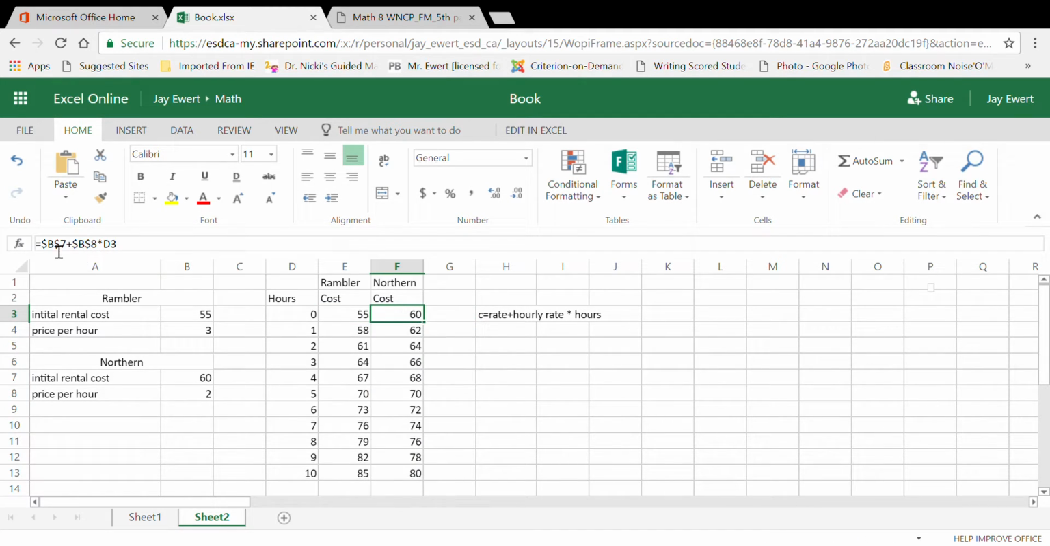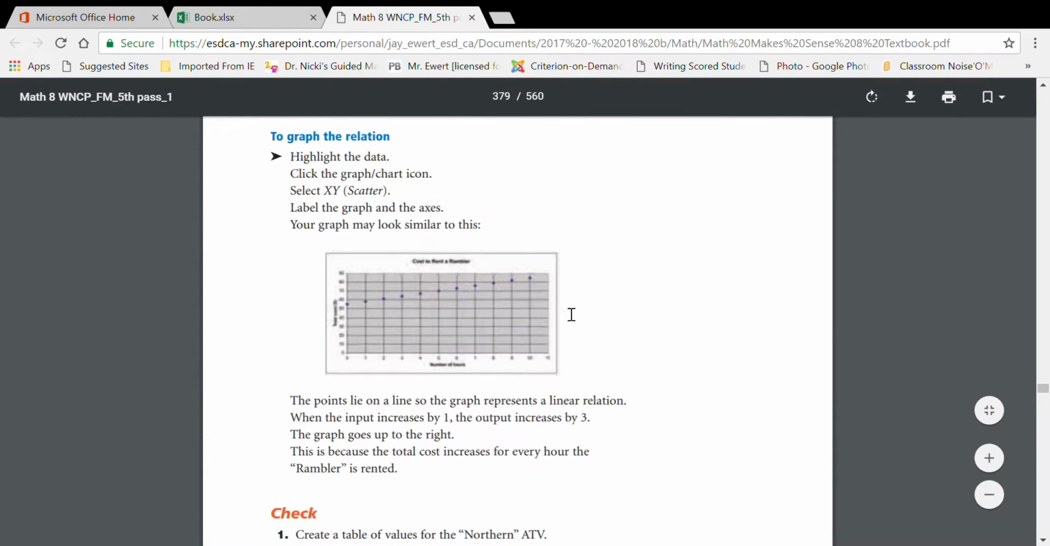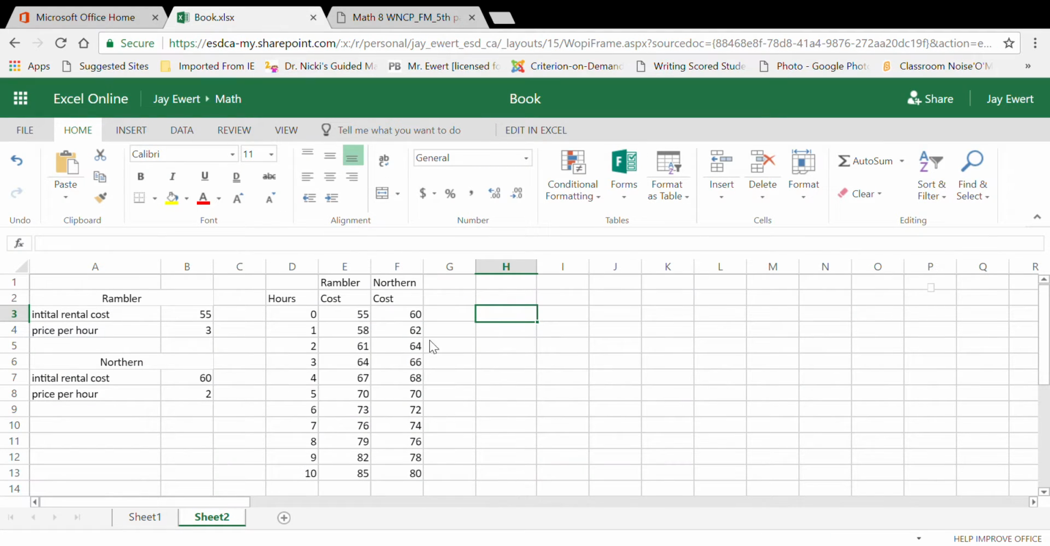So now we have $B$7, $B$8 for these two. So it always goes back, and then D3 is going to go up to D4, D5, so it's always going up by the hours. Sure enough, B7, B8 stay the same, but the hours go up. Now, the assignment also asks us to graph. So let's graph this.